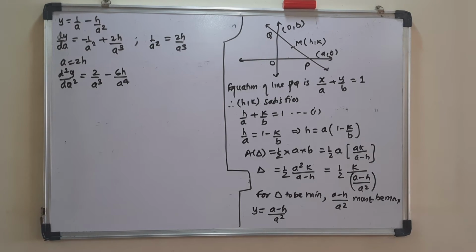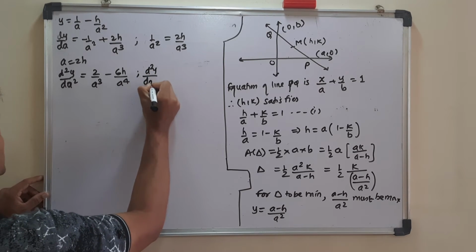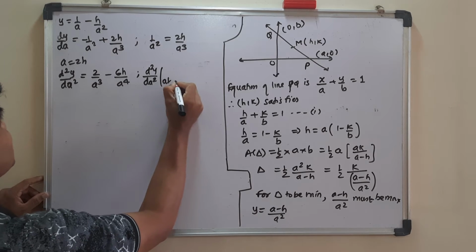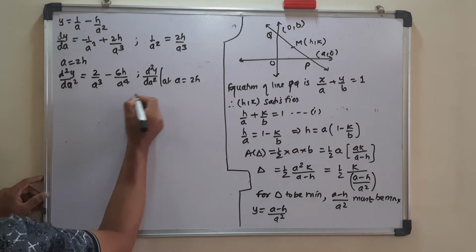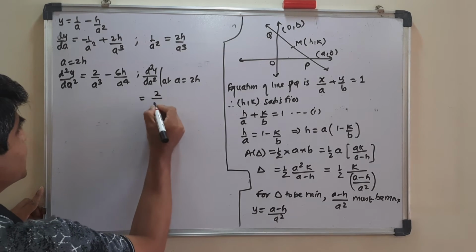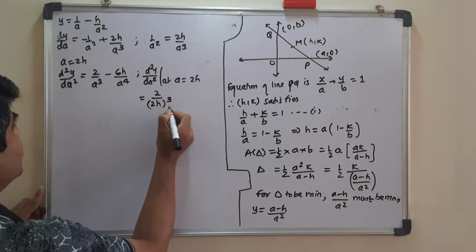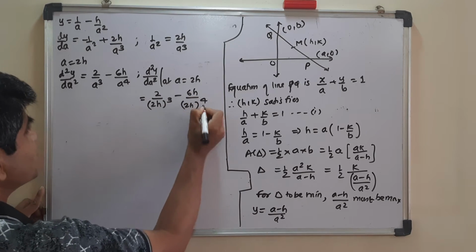becoming, so this I will check d square y by dA square at A is equal to 2h. When I check it, what I get here is that this will become 2 by 2h the whole cube minus 6h upon 2h raised to 4.